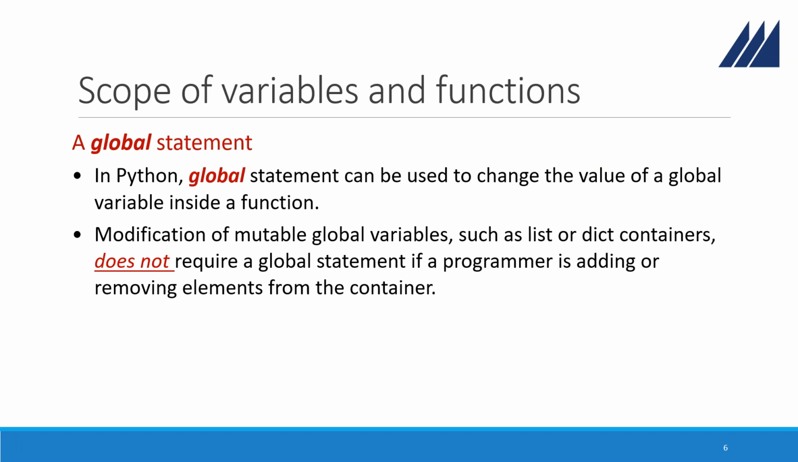Okay, so remember that we have some data types and some variables that we use. Some of them are mutable and some of them are immutable. If you try to modify a mutable global variable, for example a dictionary, you do not require a global statement inside. A global statement is needed if the variables that you're trying to modify are immutable, okay? And we're going to see some examples here.